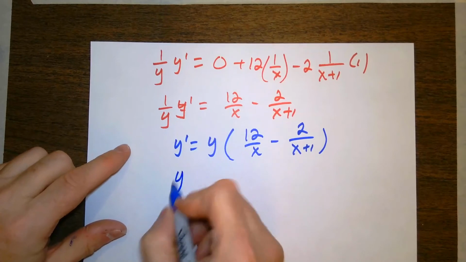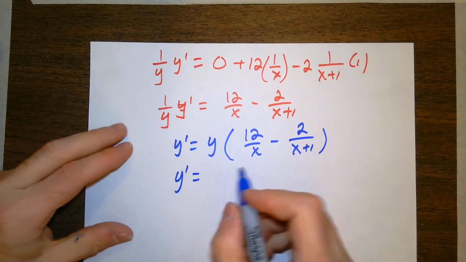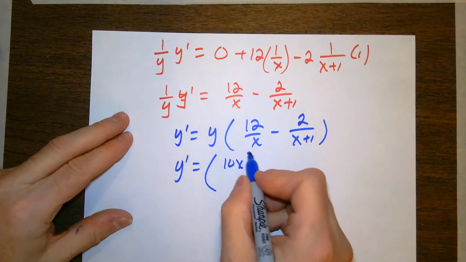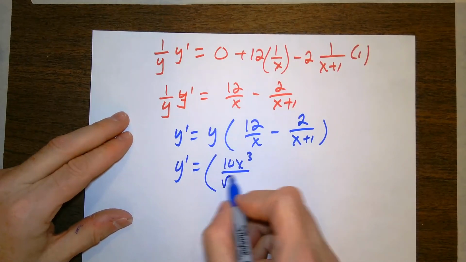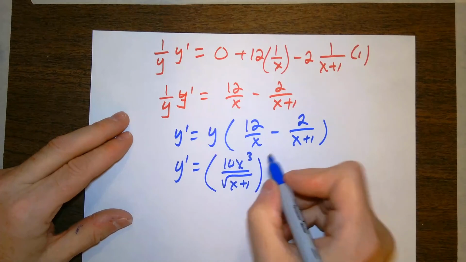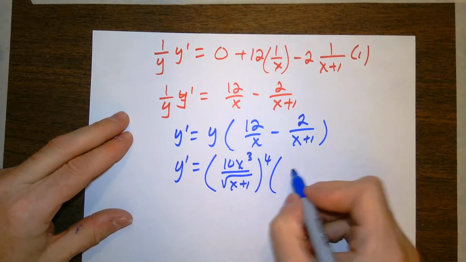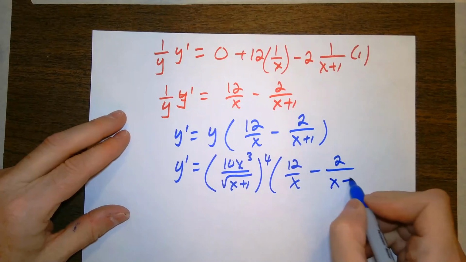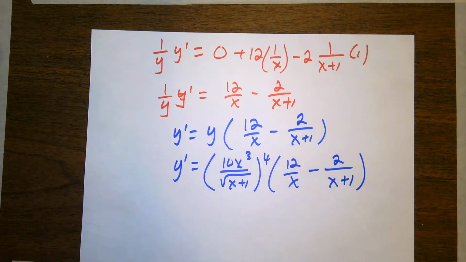But what was my y in my original function? So looking back in my original function, it was 10x cubed over the square root of x plus 1, and the whole thing was to the 4th power, times 12 over x minus 2 over x plus 1. And there it is. There is my derivative.